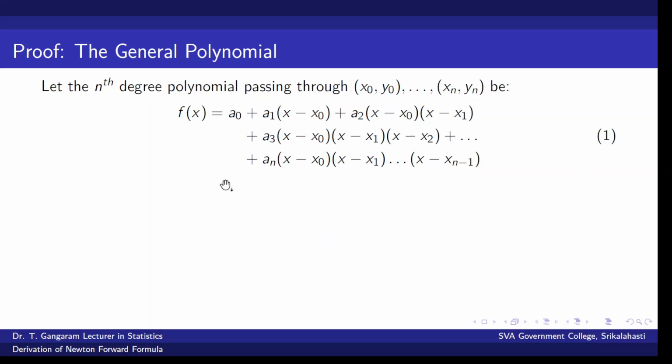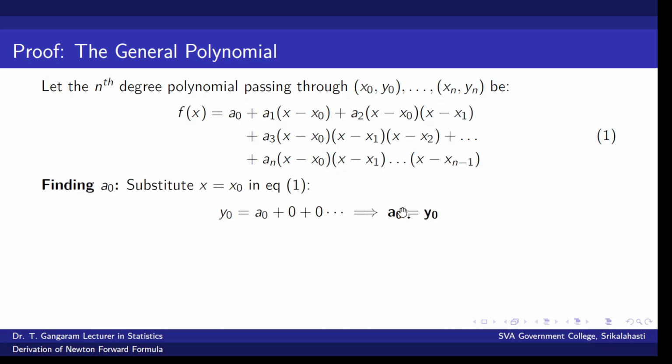Our target is to find the coefficient terms a0, a1, a2 so on an first and then find x minus x0 and x minus x0 into x minus x1. After substituting these two terms, we can get the derivation of Newton's forward formula.